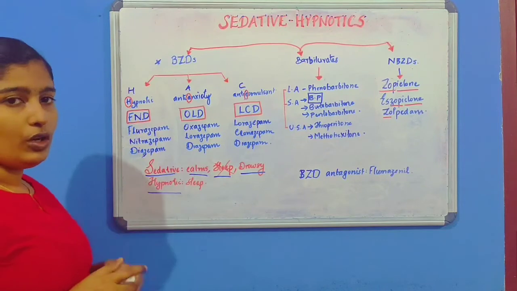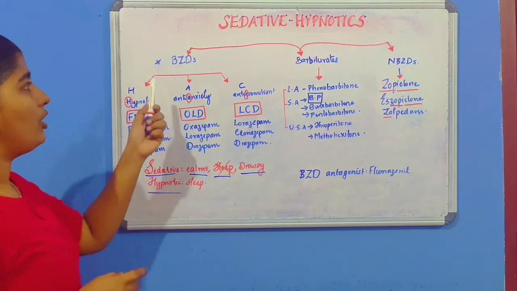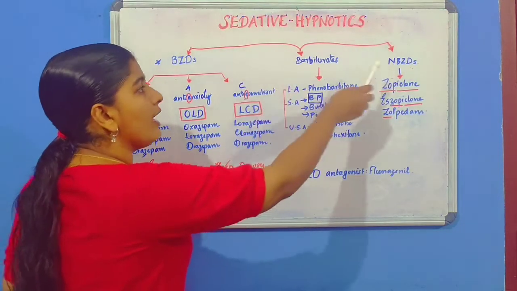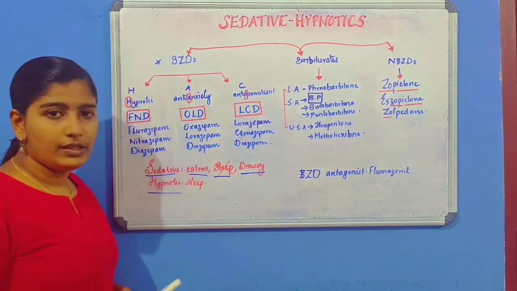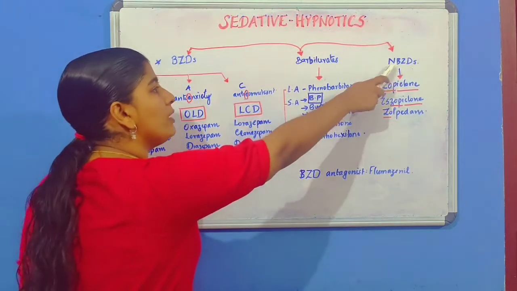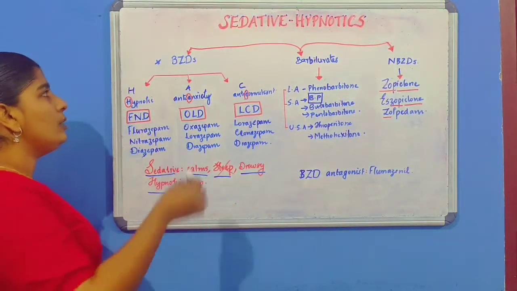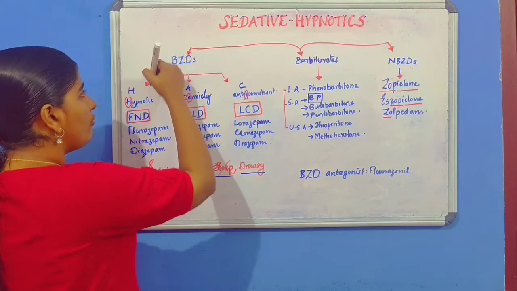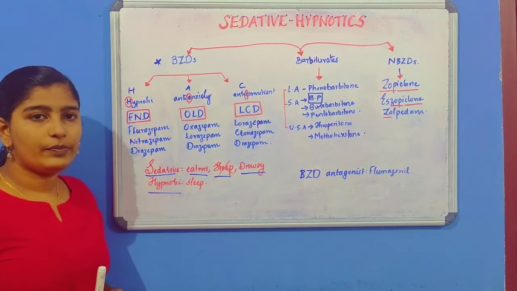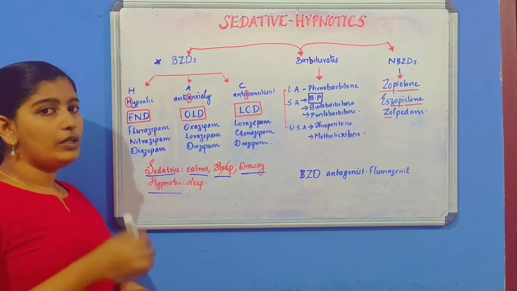This sedative hypnotic group of drugs is classified broadly into three: benzodiazepines, barbiturates and non-benzodiazepines. Okay? Benzodiazepines, barbiturates and non-benzodiazepines. The main group of drugs that you have to remember here is benzodiazepines. Now, we'll move on to how they are further divided.